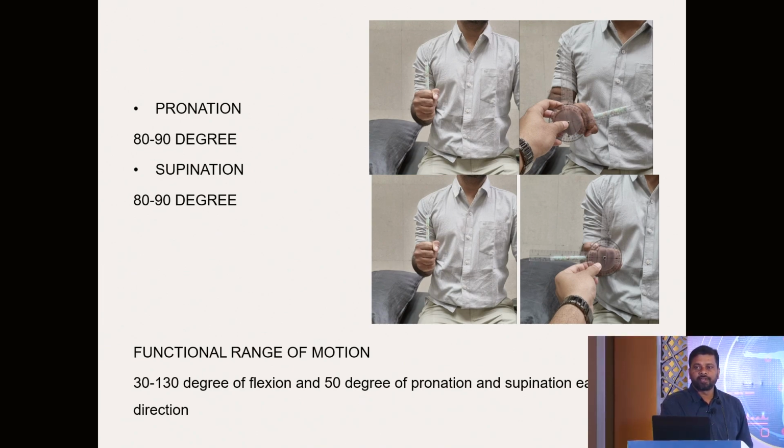What is the functional range of motion, which is important? The functional range of motion is 30 to 130 degrees of flexion and 50 degrees of pronation and supination in each direction. So 30 to 130 of flexion and 50 degrees of pronation and supination is what you usually require for carrying out day-to-day activities.